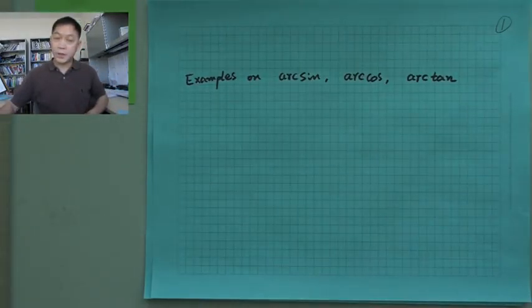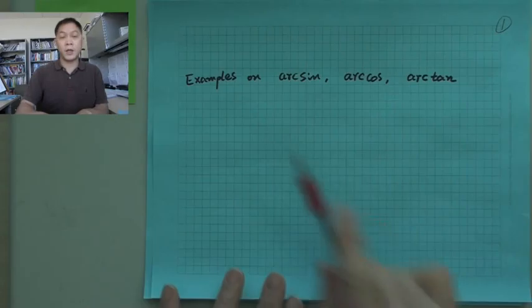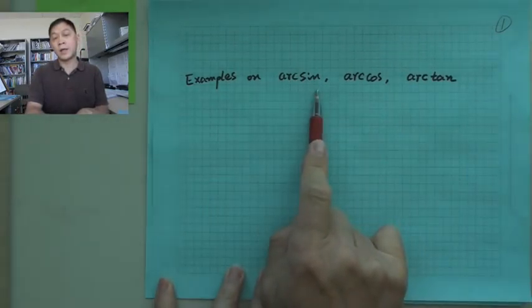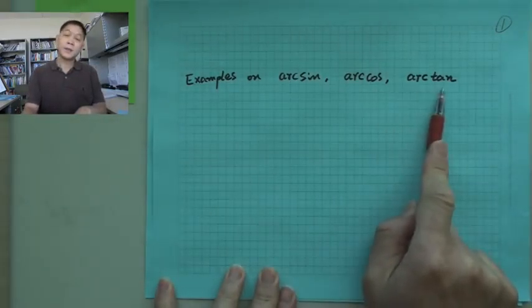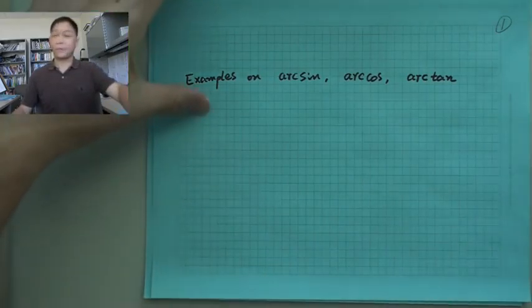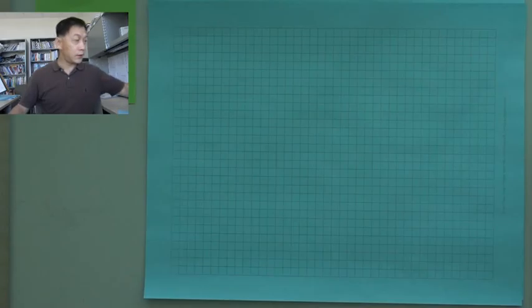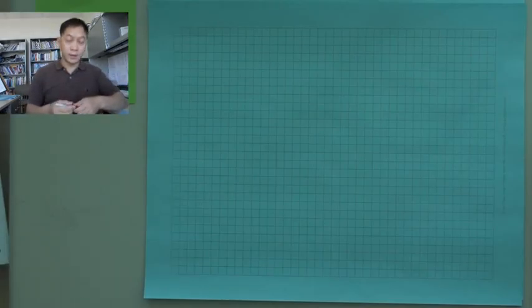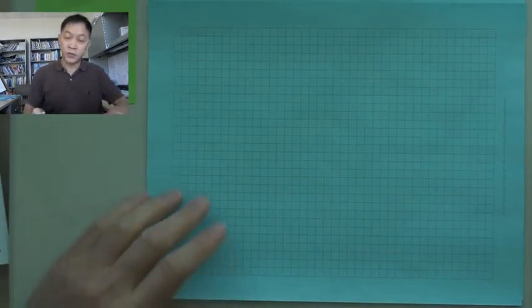In this lecture, we'll continue work on examples of arcsine, arccosine, and arctangent. Here are the examples. Okay, now let's look at the first one.